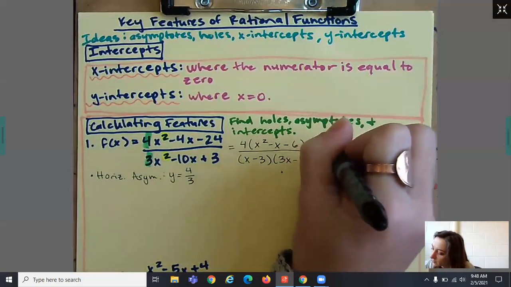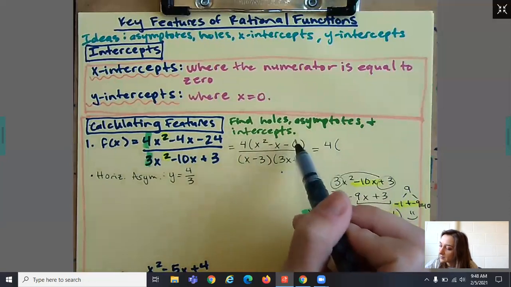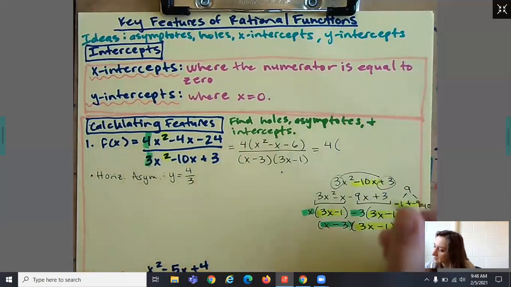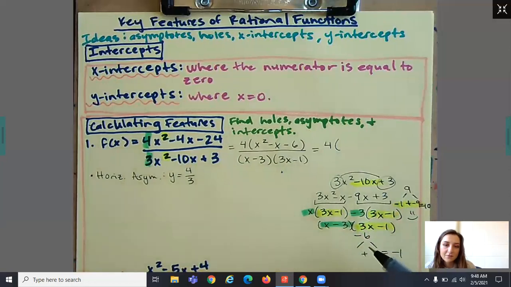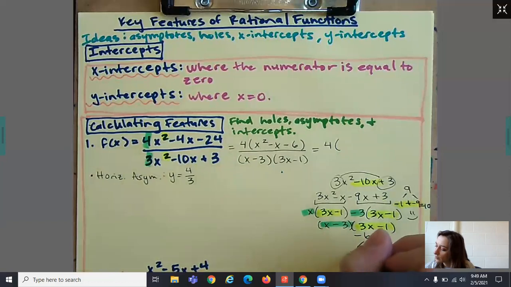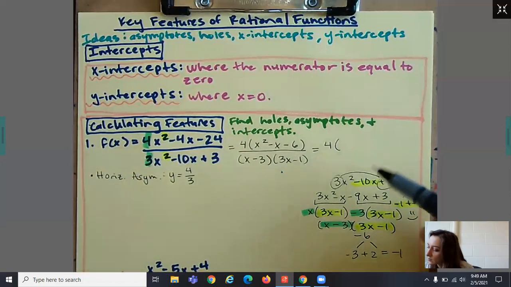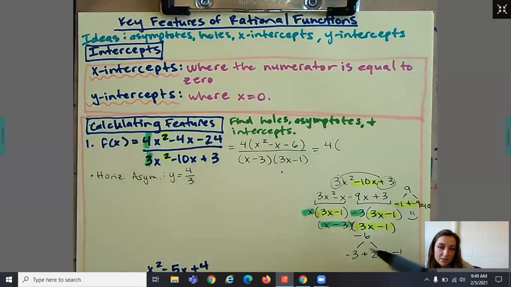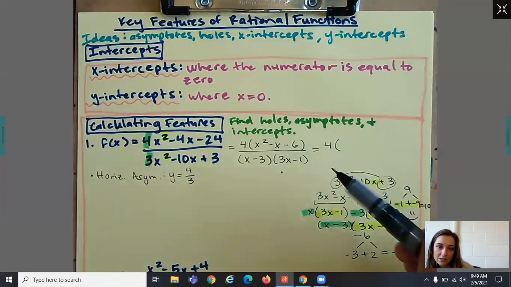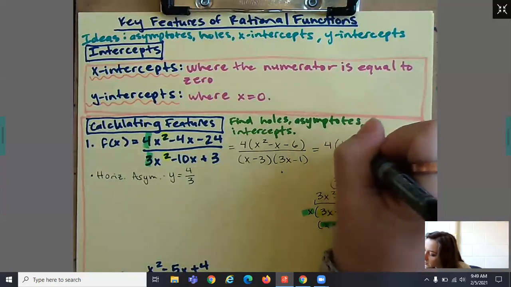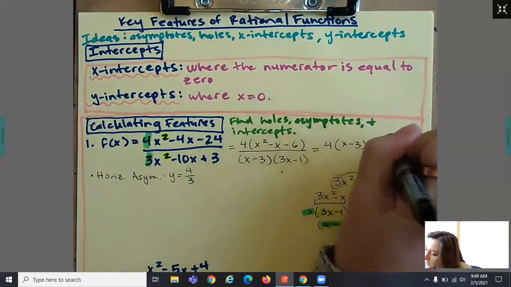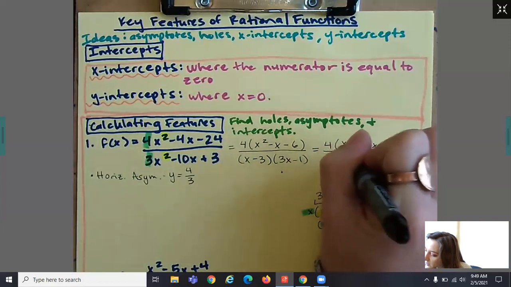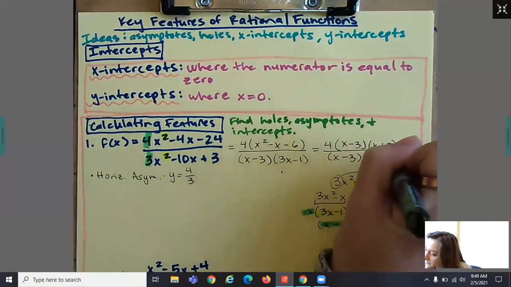So the numerator, we do have the 4 out in the front, and we have two factors of -6 that add to give us the number in the middle, which is -1. So factors of -6 are 6 and 1, and then 2 and 3. So we're going to be using 2 and 3. I want -3 and +2. Since there was a 1 in the front, I can just use this little trick here. This one I couldn't because there was a 3 in the front. So we have 4 times x minus 3, x plus 2, all divided by x minus 3, 3x minus 1.